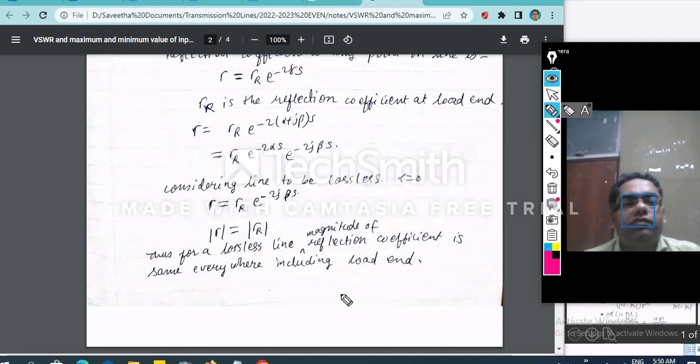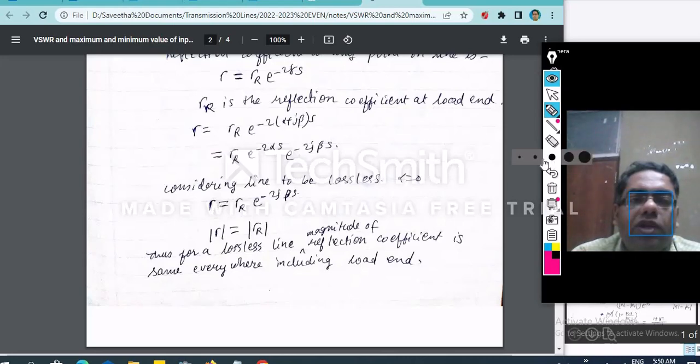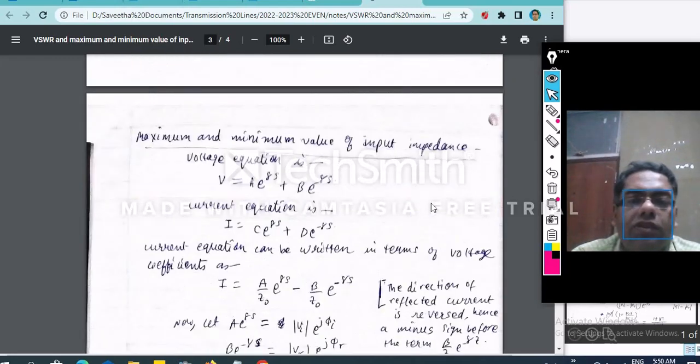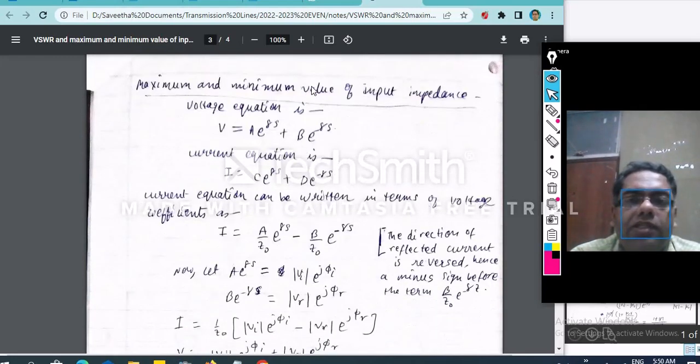It will not change. So VSWR is the mod of 1 plus gamma divided by 1 minus gamma. So whether you consider the load end or any other point on the line, this value will not change. Now, maxima and minimum value of input impedance.